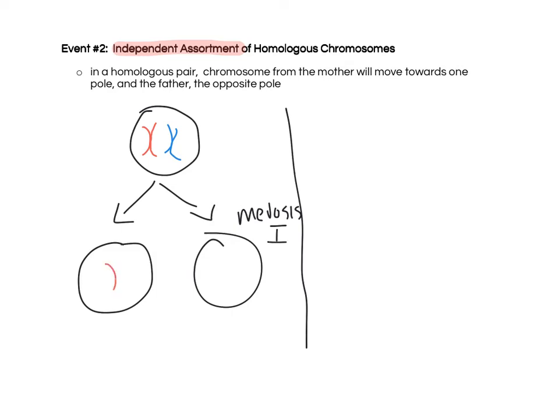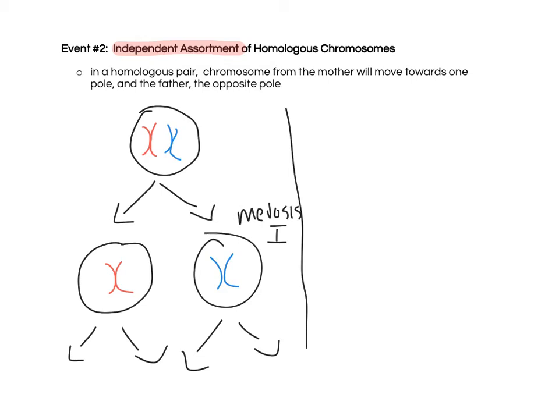Right? So for instance, maybe this guy here and this guy here, right? And then go on to divide again, and so on and so forth. So the fact that they segregate from each other ensures genetic diversity. But that's not really what we mean by independent assortment.